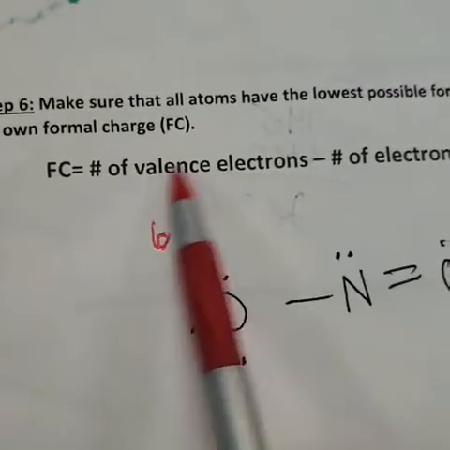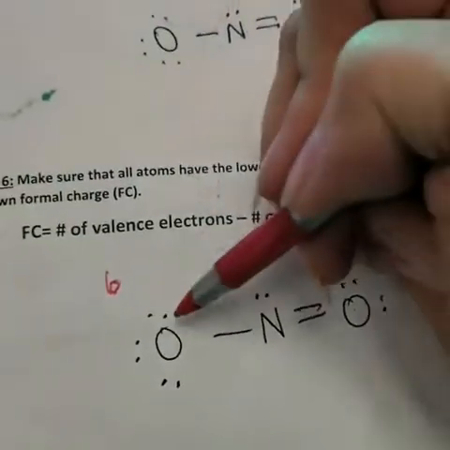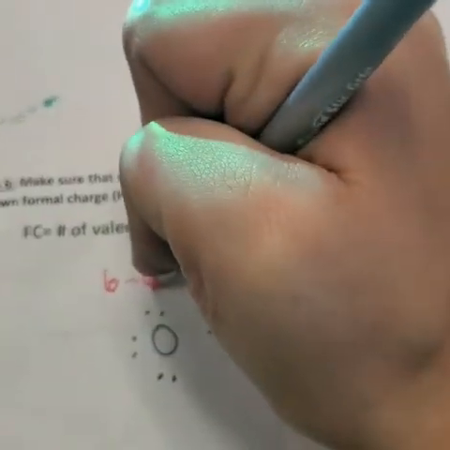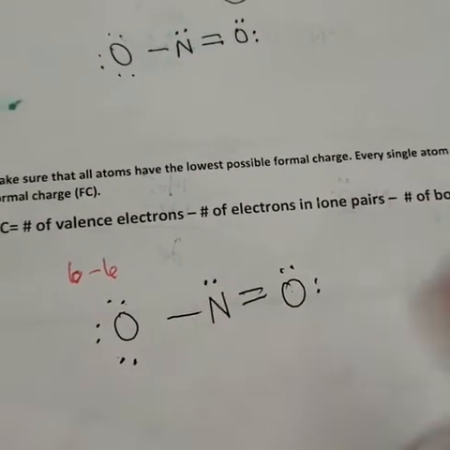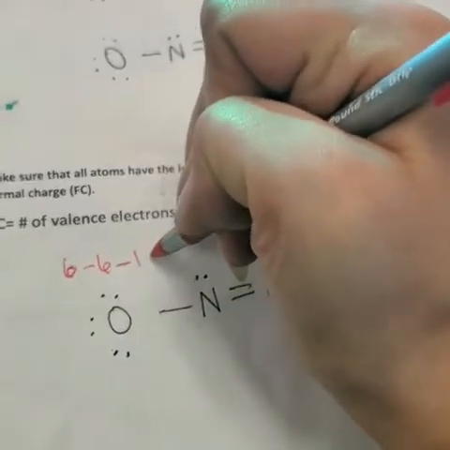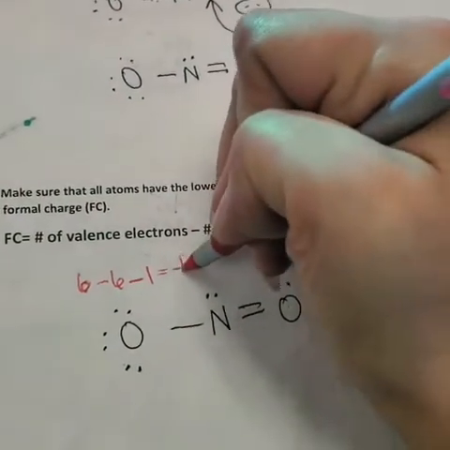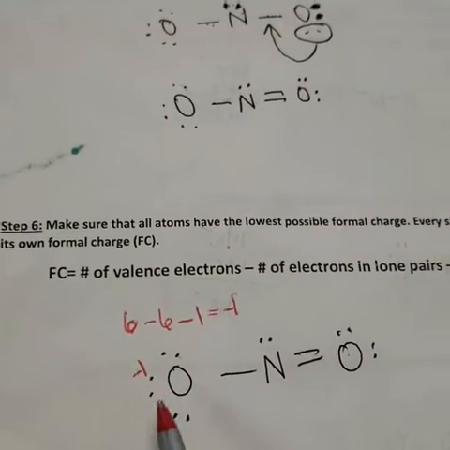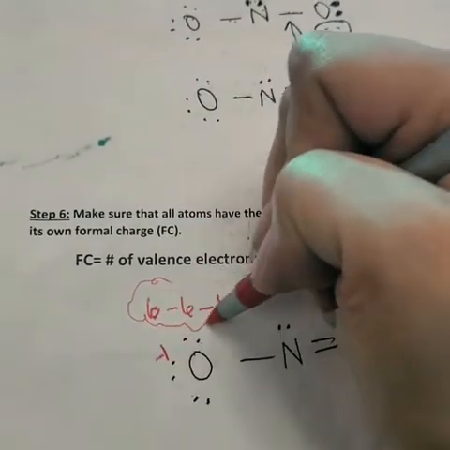And then I'm going to count the number of valence electrons as 6 minus the number of electrons in lone pairs. Well, I have 1, 2, 3, 4, 5, 6 electrons in lone pairs, minus the number of bonds. Well, oxygen has 1 bond. 6 minus 6 is 0, minus 1 is negative 1. This oxygen has a formal charge of negative 1. We put the formal charge right next to the atom. And this is just the work to show how I got it.